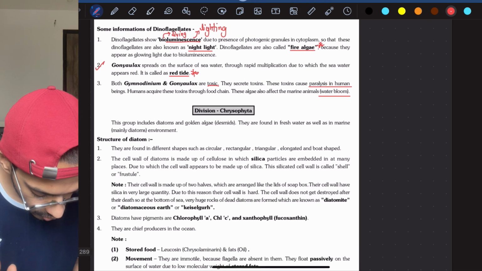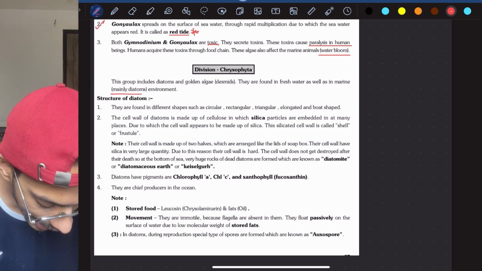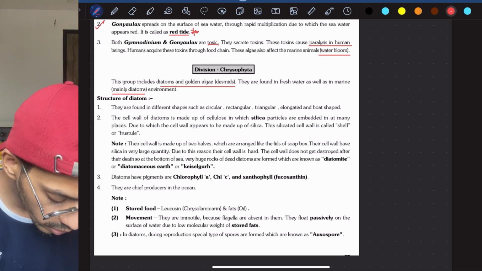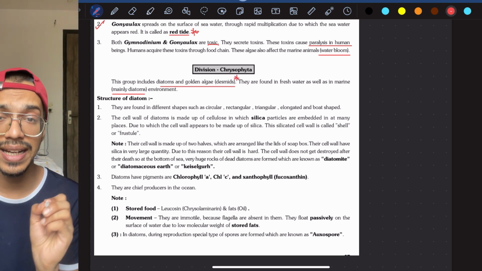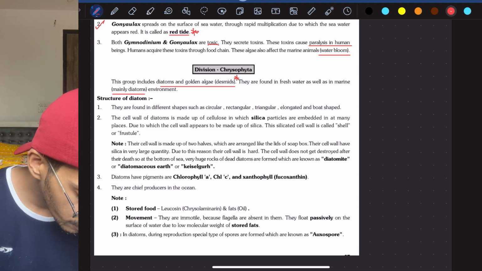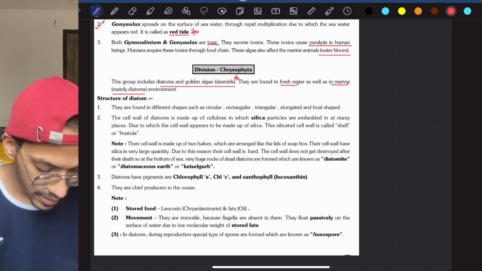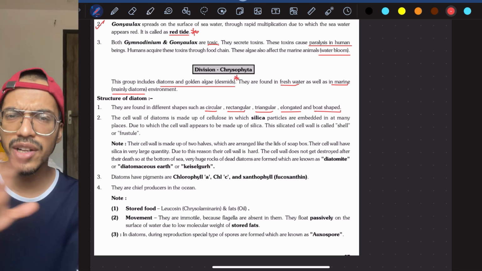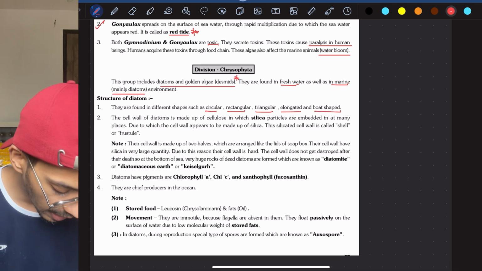Okay, then the next one is the Chrysophytes. The main organisms of the Chrysophytes are the diatoms, or the golden algae. Golden algae are also called desmids. Remember this. This is the NCERT thing which I am highlighting, which is the most important. Everything is important with respect to it. They may be found in fresh water as well as marine, so a wide range of environments. Their shape could be circular, rectangular, triangular, elongated, or boat-shaped. It could be anything. Moving on, their cell wall has silica particles in it.